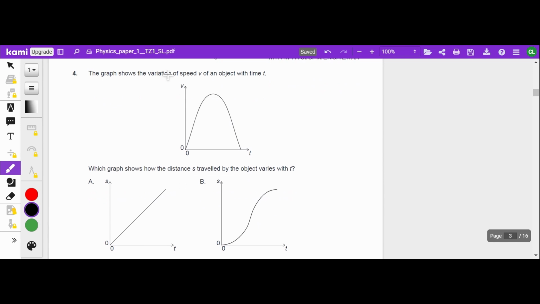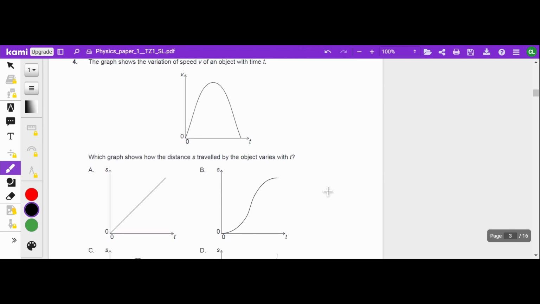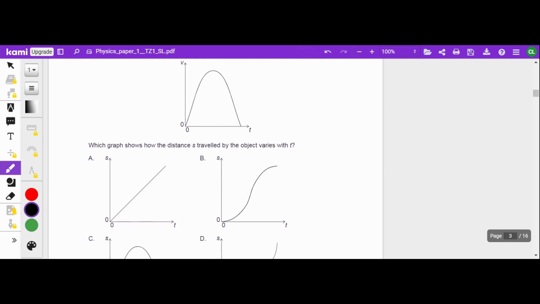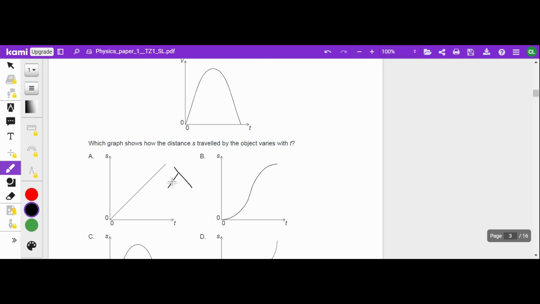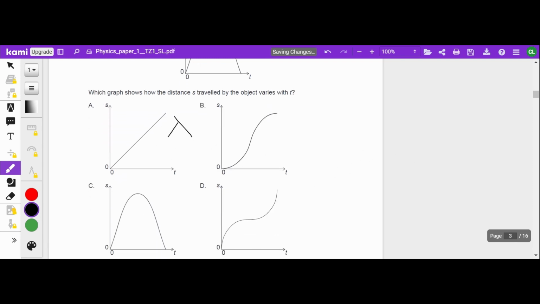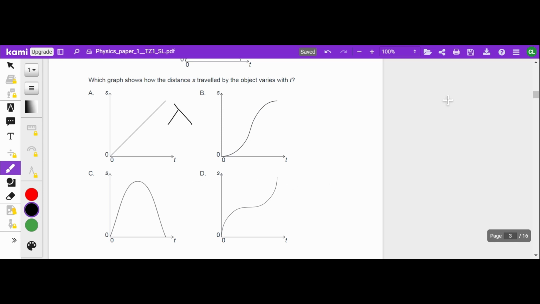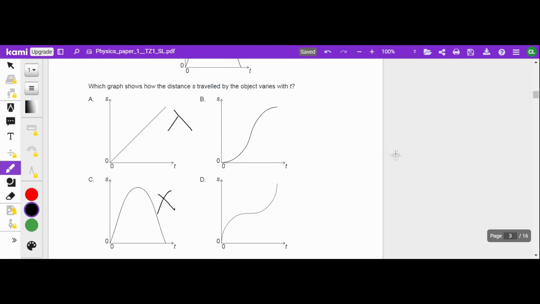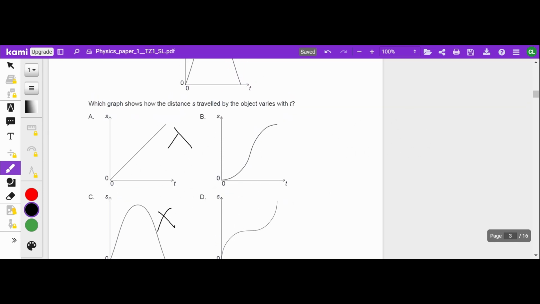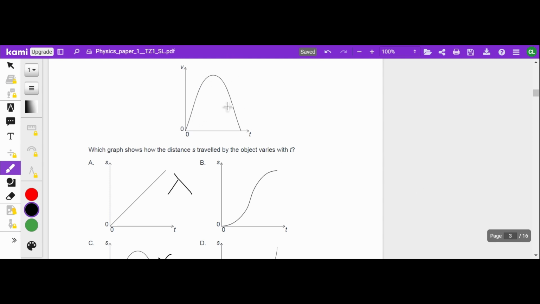The graph shows variation of speed v of an object with time t. Which graph shows how the distance s traveled by the object varies with t? Well, it's definitely not linear, and it doesn't go backwards because it's all positive velocity.